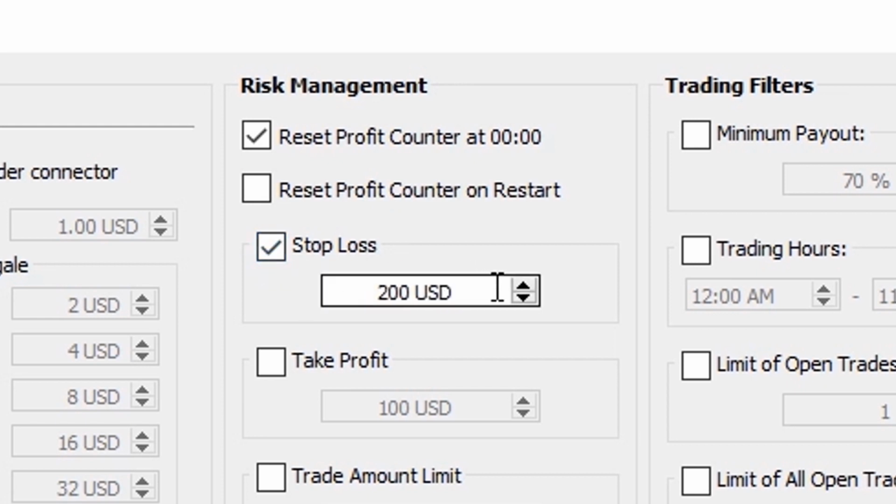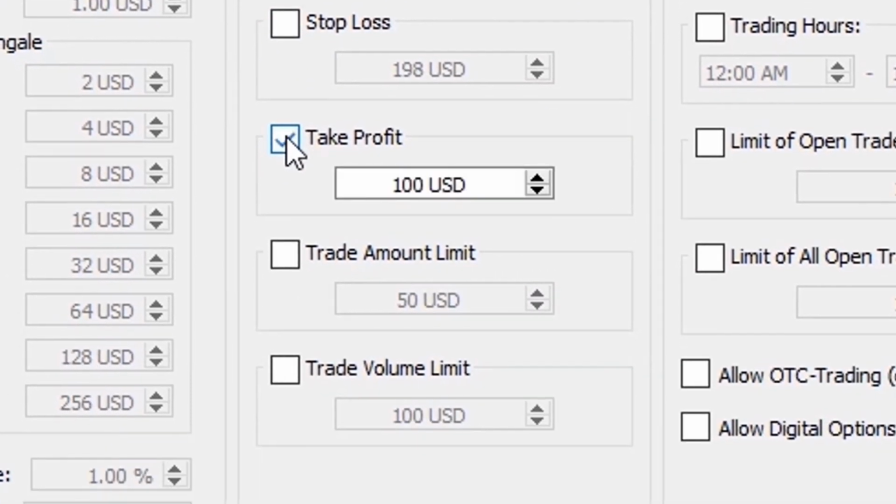Stop loss. This parameter will define a target maximum amount of money that you can lose before your platform stops working. Take profit. This parameter will define a target maximum amount of money that you can win before your platform stops working.